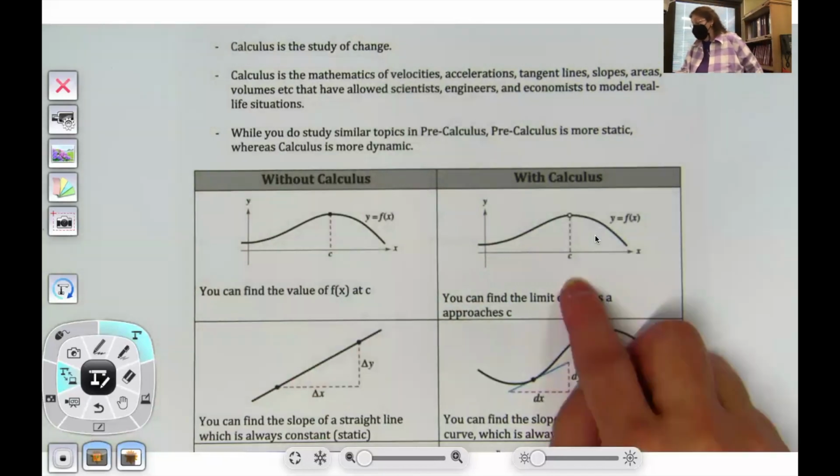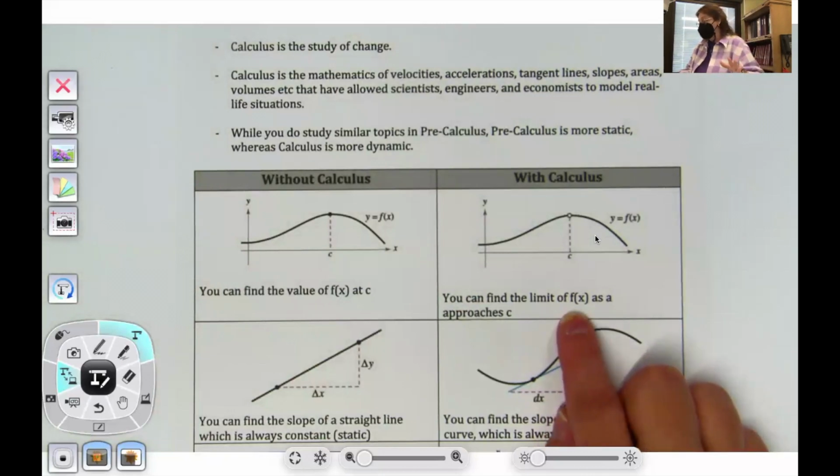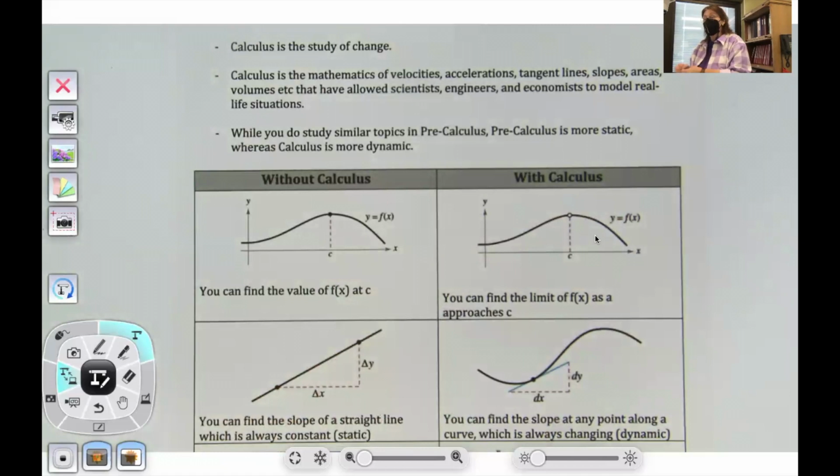But what we're going to be able to do, and we saw a little bit of this last year when we took a look at limits, is find the limit of the function as it approaches c from both directions. That's something we could not do with just pre-calc knowledge. When I started talking about limits last year, that was introducing you to calculus.